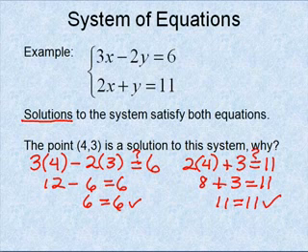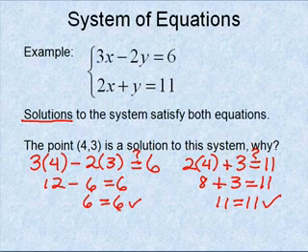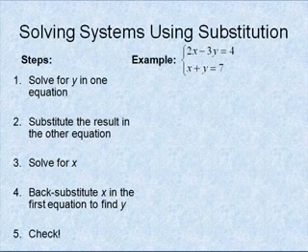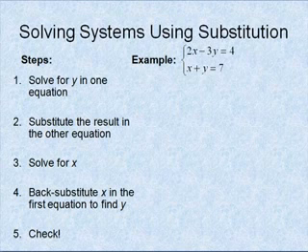Now what happens if you don't know what a solution is to a system of equations? How do we find it? Well, the first method that we're going to look at is substitution. And just like you can substitute numbers in for the variables, we can solve for y in one of the equations and then substitute that into the other one in order to find x. So let's see what that looks like.